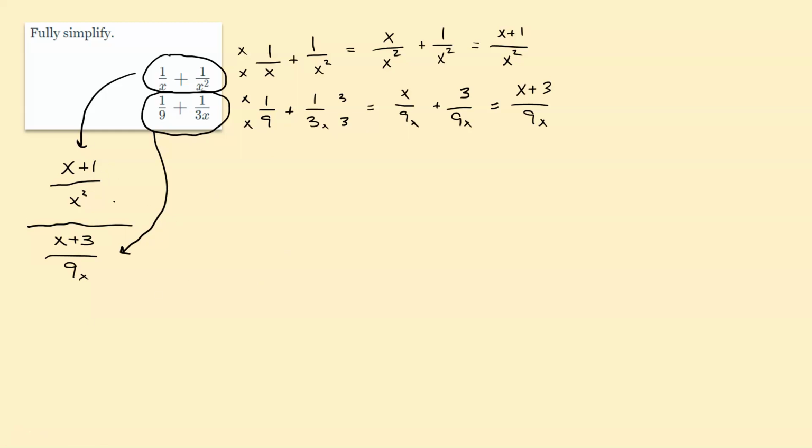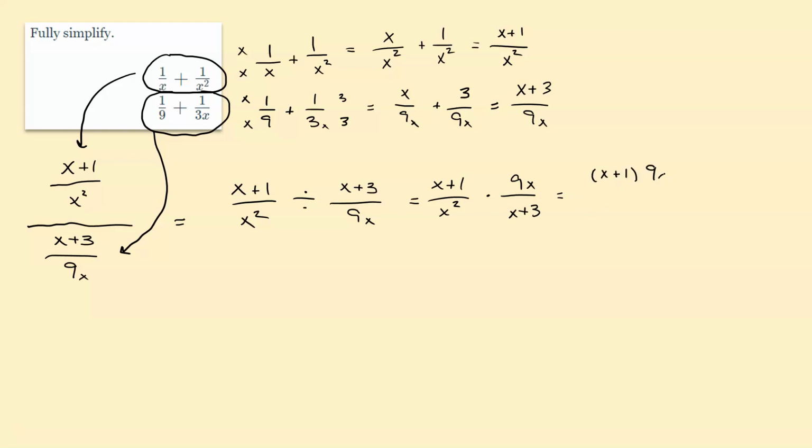So this turns into that. And now we have this as one fraction over one fraction. We can go ahead and rewrite it as a division problem, like I did in the last one. So it's x plus 1 over x squared divided by x plus 3 over 9x. And then the way we do division problems with fractions is we change the operation to multiplication and take the reciprocal. And then we can go ahead and multiply these now.